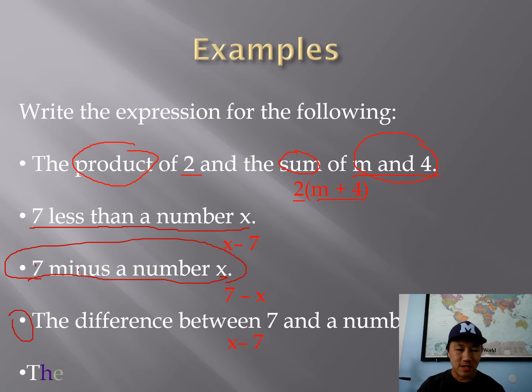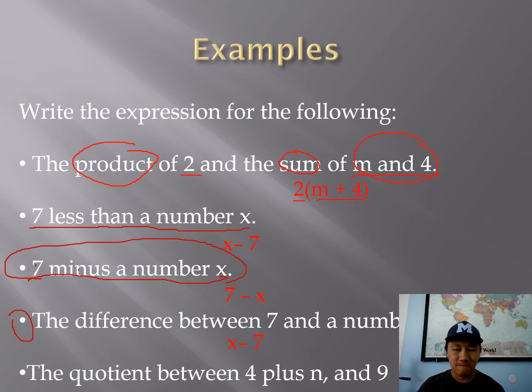Alright, and then one more example, finish this off. The quotient between 4 plus n and 9. The quotient means divide, so 4 plus n, and then divide by 9. And that's it. Changing English sentences to math phrases. Not too bad.